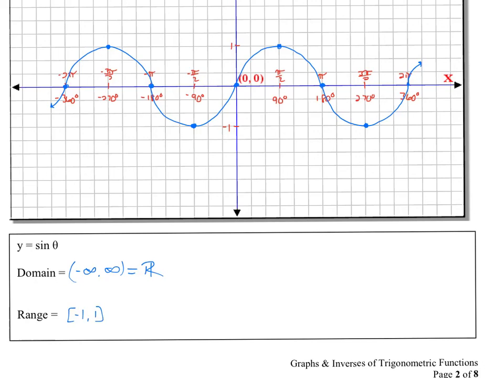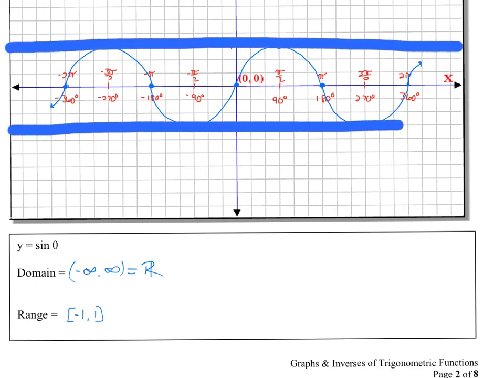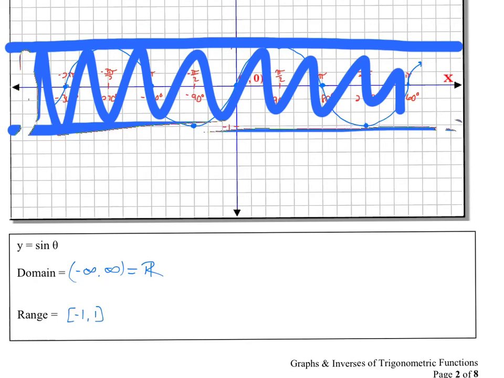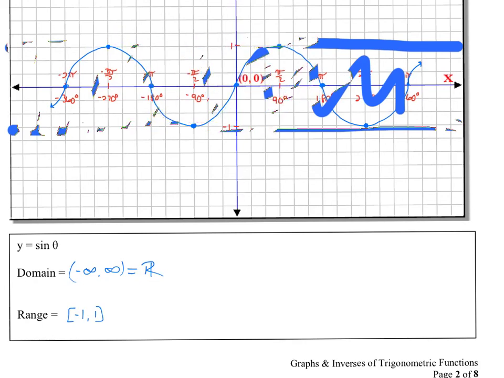The range is how far up and down it goes. As far as up and down, the graph never goes above 1, and it never goes below negative 1. The graph is every place between there, but it never goes above or below it. That's why we say the range goes from negative 1 to 1. It includes negative 1 and 1 because the graph goes as high as 1. That's why it's a bracket, and it goes as low as negative 1.